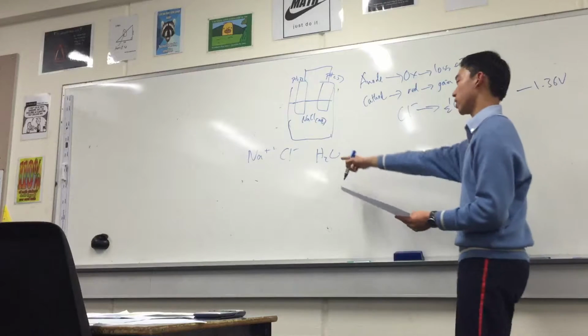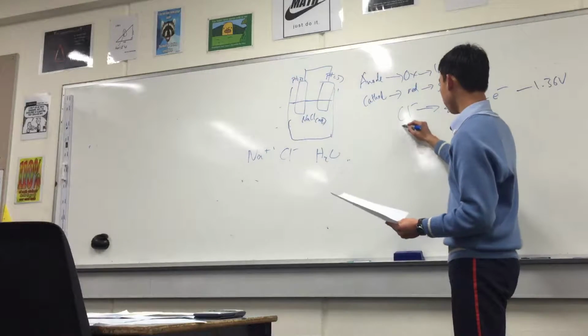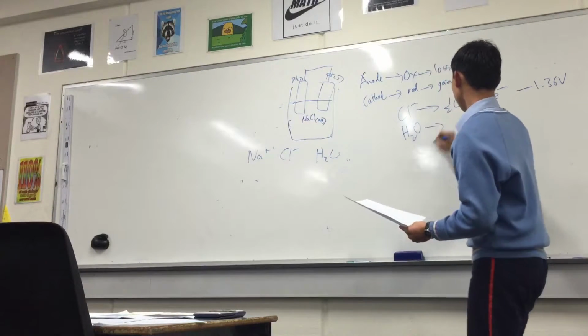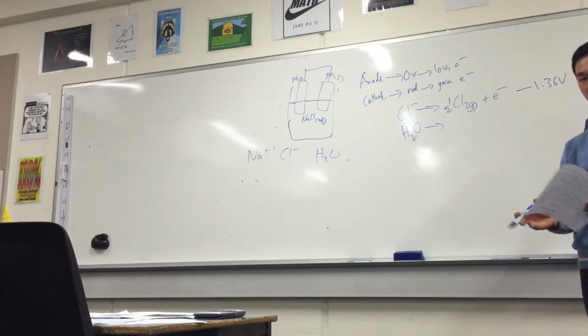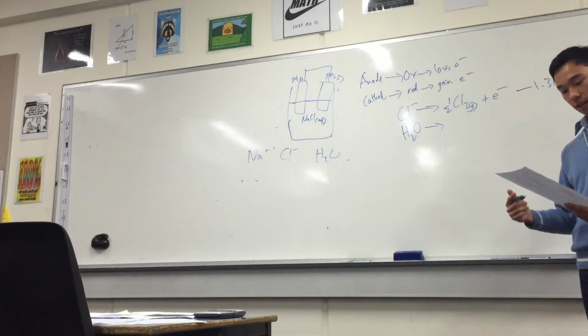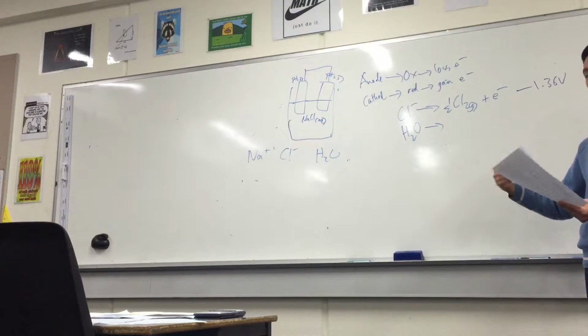What else do I have? I have H2O, because I disregarded my Na+. What is my equation for losing electrons of H2O? H2O becomes half O2 plus 2H+. This is the thing: people ask which water equation do I use? You have to know what you have in your solution.